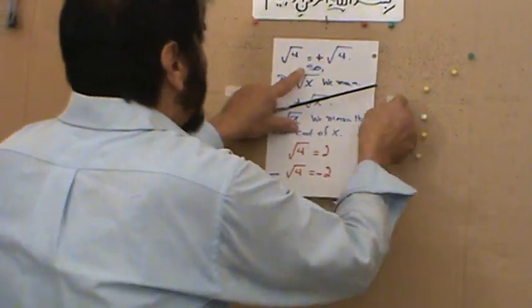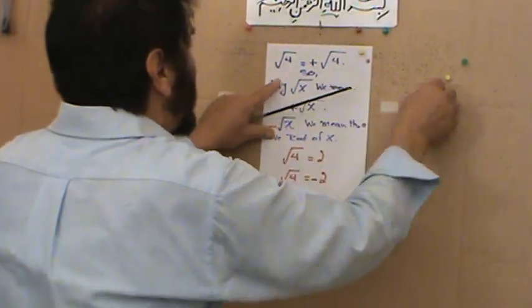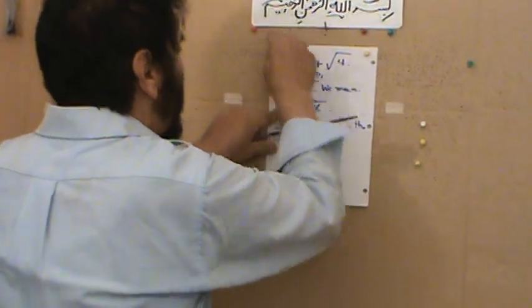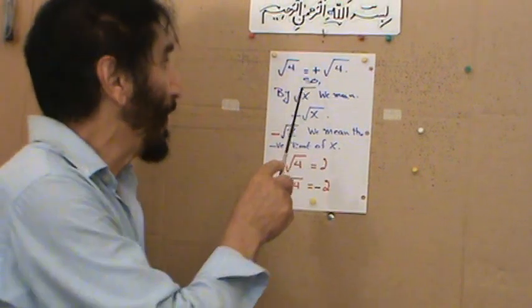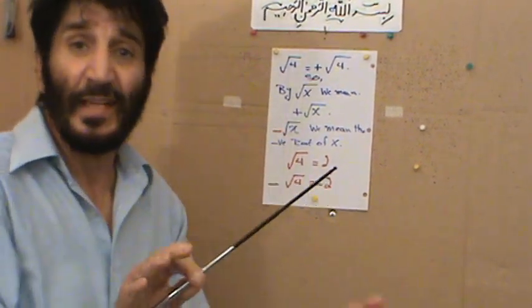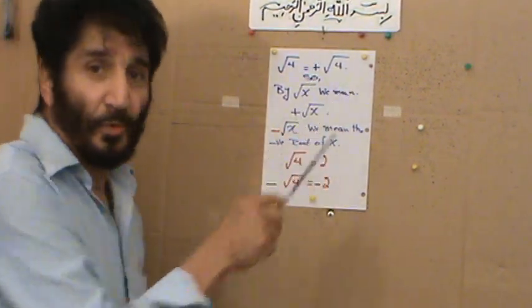Now, look at this notation carefully. It is answering the question that I just asked. When we write a square root of 4, we always mean plus a square root of 4.